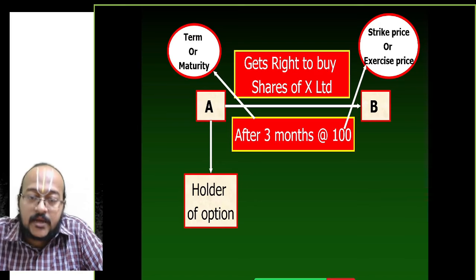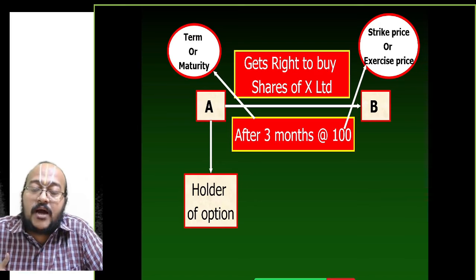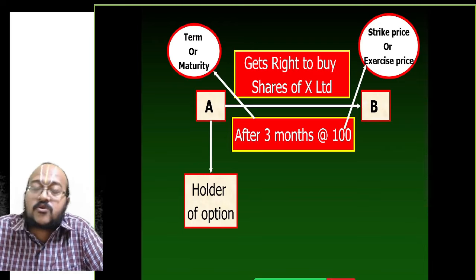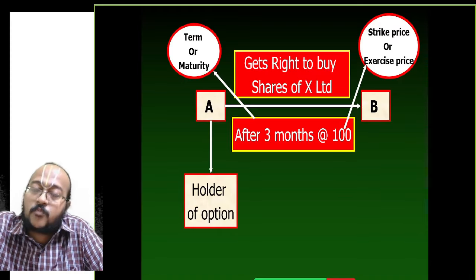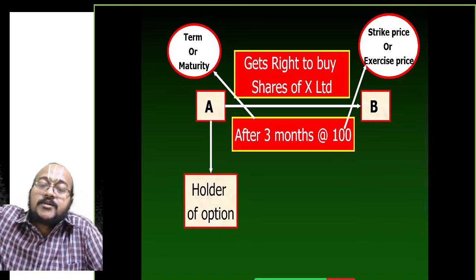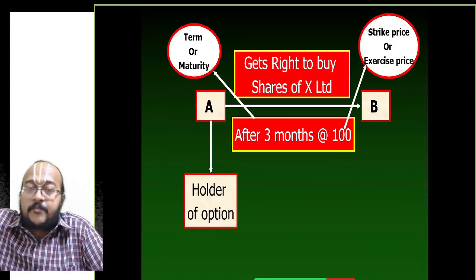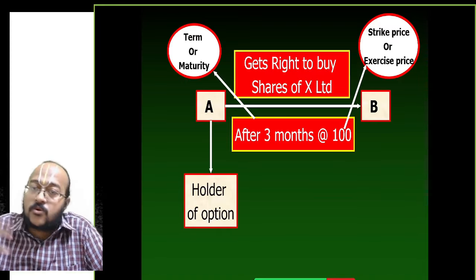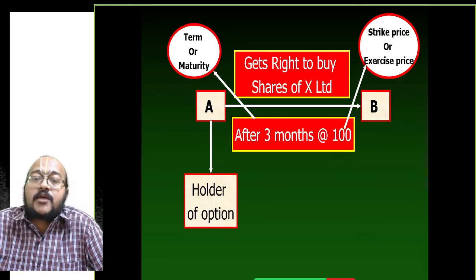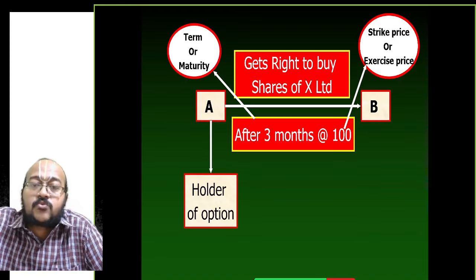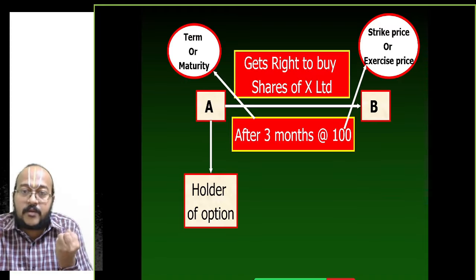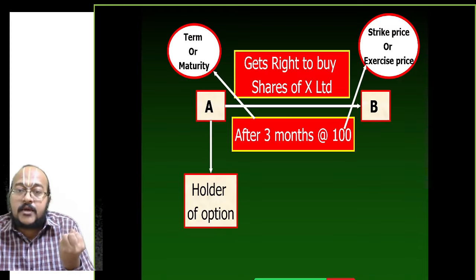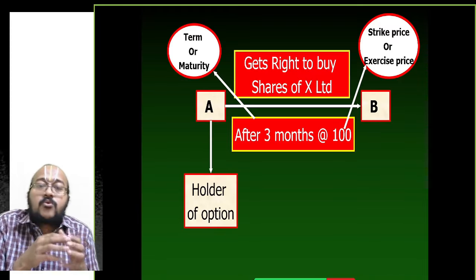You don't worry. I will insure you against the risk of price increase, and I will sell you the share for 100 rupees, whatever the share price in the spot market. It might be 200, you don't bother. I will sell you the share for 100. This is what B tells A. Understood what the contract is? A enjoys the right to buy the shares and B sells the right to A.